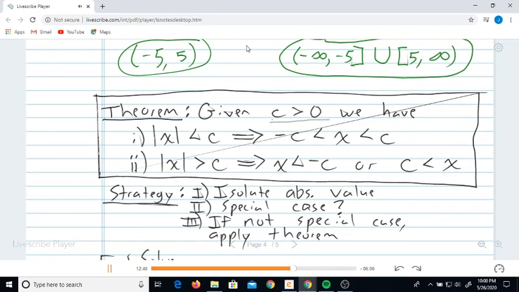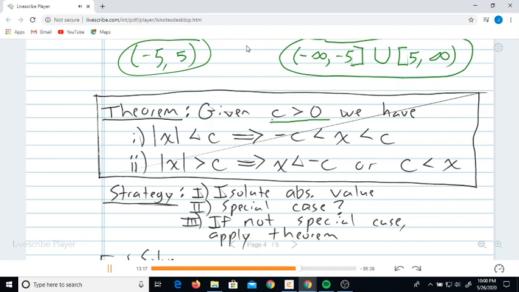So this theorem summarizes our observations. If the absolute value is less than a positive value, then you're going to have a compound inequality. If absolute value is greater than a positive value, then you're going to have 2 separate intervals. Now, we got to keep in mind absolute value is always non-negative, so we could have a special case. That's why in the theorem we're assuming that c is a positive constant.